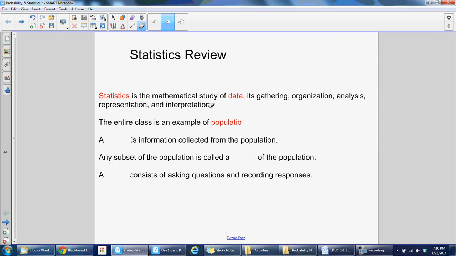If you were talking about every student in a class, that class could be an example of a population, whereas a census is the information that would be collected from the population. Any subset of the population would be a sample of that, and a survey consists of asking questions and recording responses. Another example of a population would be your entire school population, whereas a class within that school could be considered a sample. It's all depending on what the population is as to what would be considered a sample and vice versa.